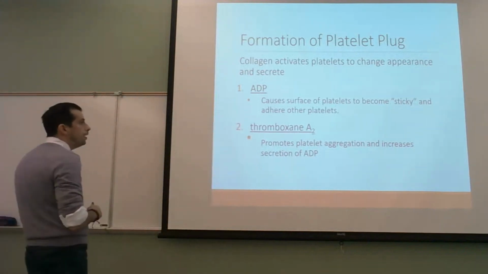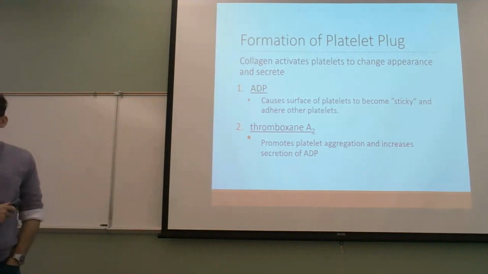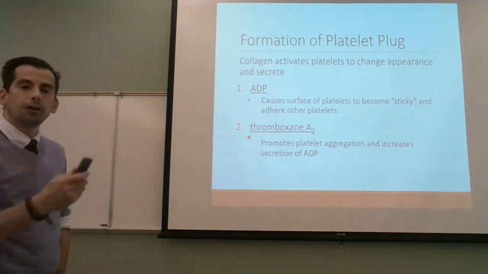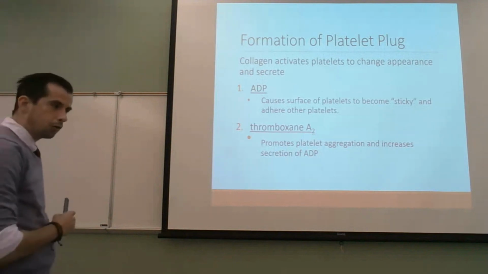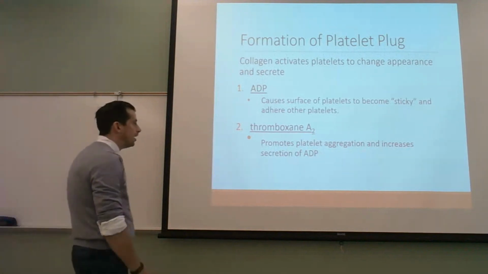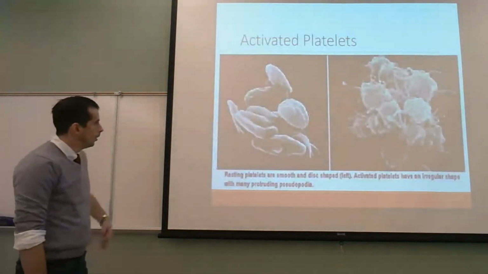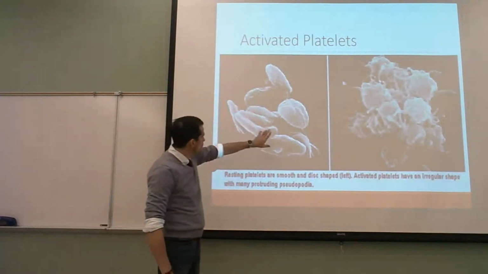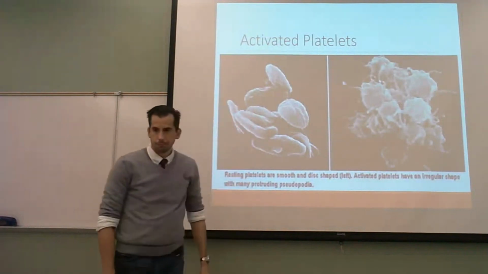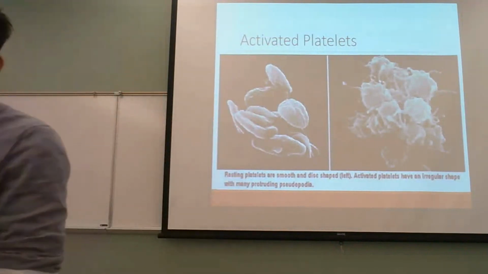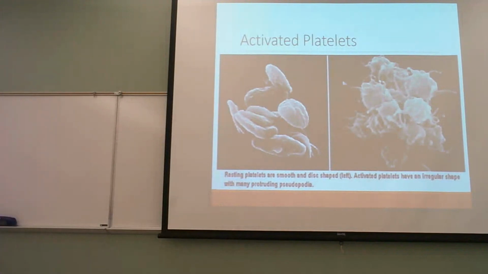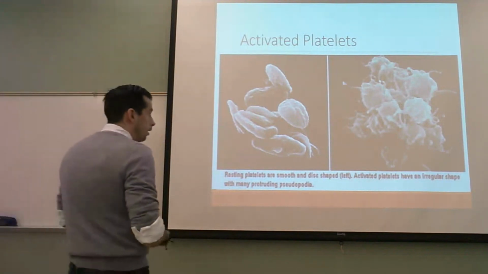Secretions of ADP from the platelets results in the platelets changing their surface characteristics. They become sticky. Here's a normal platelet, or a smooth outer surface. On the right are platelets that have become activated.